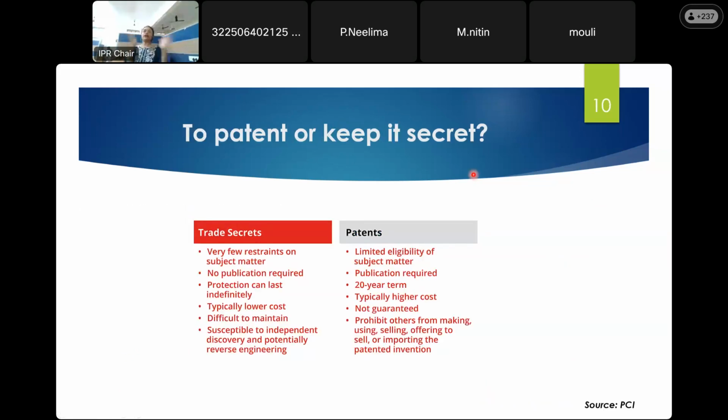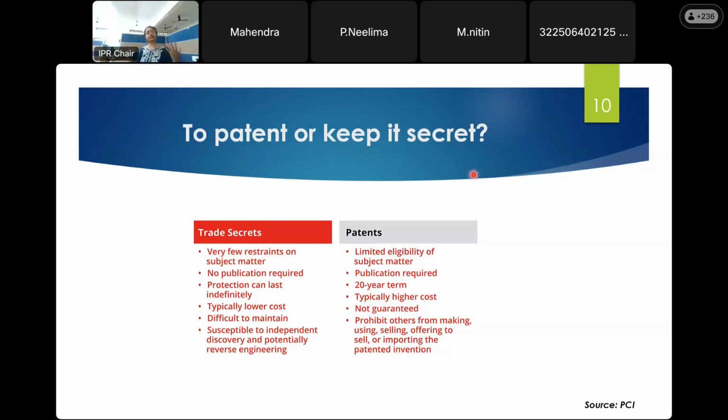So what to choose when you have an invention, whether you go for patent or you go for trade secret? Here are some points that you can think about if you want to choose between patents and trade secret. For example, for patents, there are some subject matters that are not patentable. You cannot have a patent for those inventions. But for trade secret, there is no subject matter restriction. If you keep it secret, that's your trade secret.